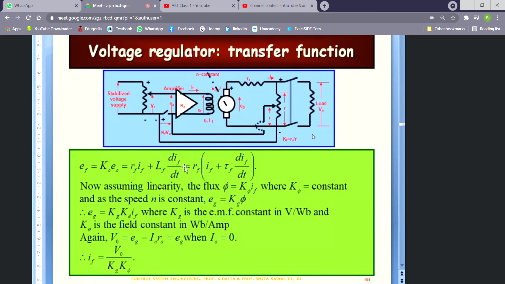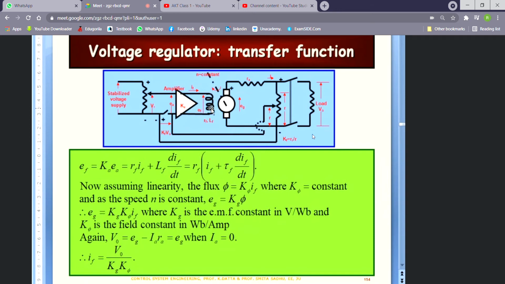Now if you take out RF common and express it in time constant form, with tau f given by LF by RF, obviously, this is what you get: RF into IF plus tau f dIF/dt. Next, we've written the equation for the amplifier as well as the field circuit.